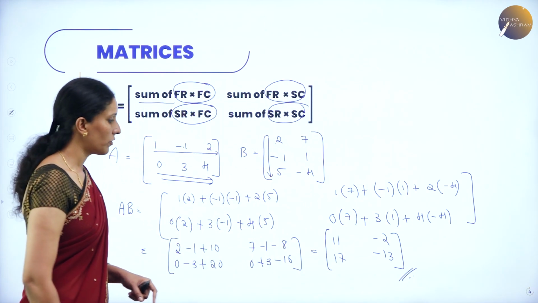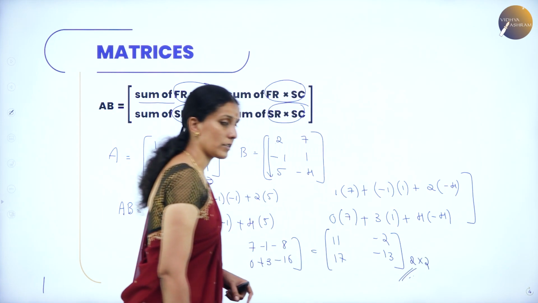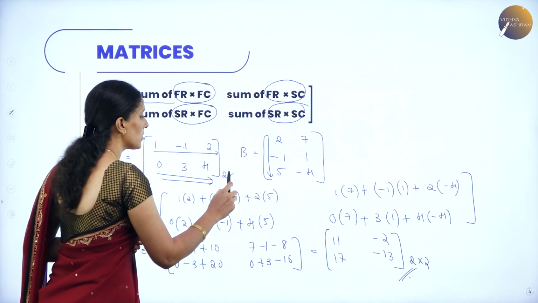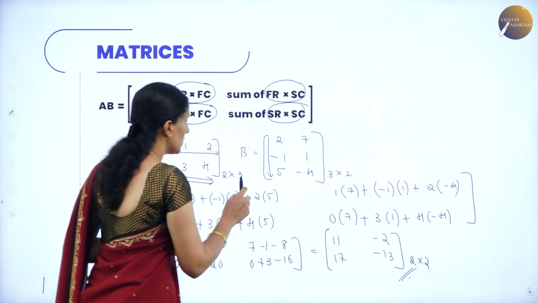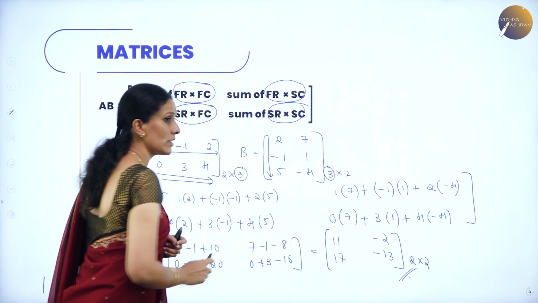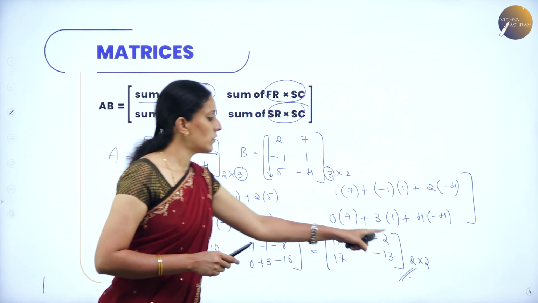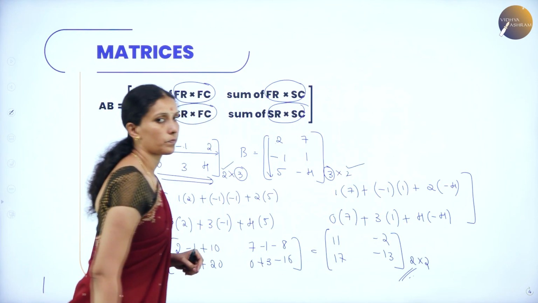And what is the order of the matrix? Here you have 2 rows and 2 columns. So this is the order of the new matrix. What was the order of matrix A? It is 2 rows into 3 columns, and this is 3 rows into 2 columns. So remember, whenever the column number and row number are the same, then only we can define the product, and the order of the new matrix will be equal to 2 cross 2.